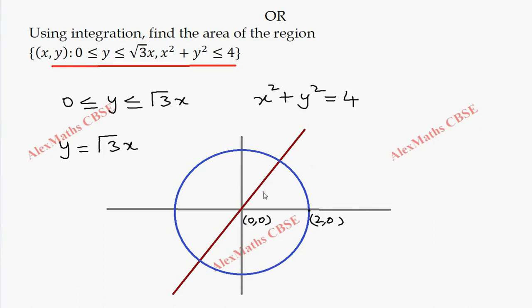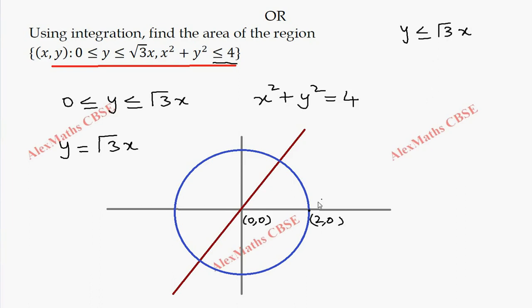Now we have to find out in which region the area has to be found using this inequality. And in the circle it is given less than or equal to, so everything is inside the circle. But whether it is this region or this region, we have to find out. For that, let's take this inequality. First part, y is less than or equal to root 3x.